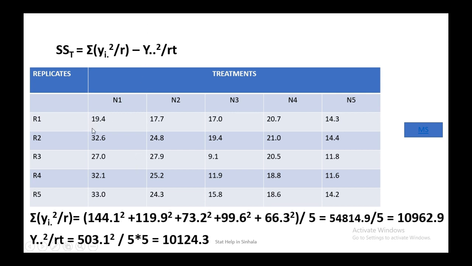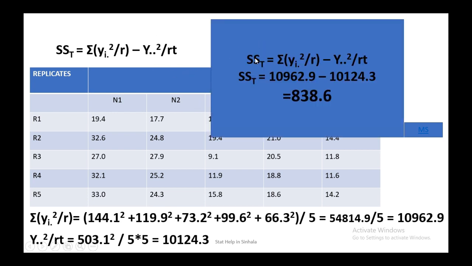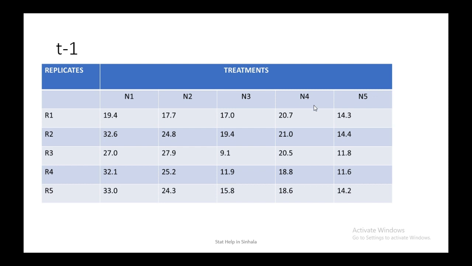The summation of all these observations is this one, and it should be squared, and that should be divided by RT. R is 5, T is 5, so it should be divided by 25. Then this is the answer for this part. So sum of square treatment is equal to this minus this part. So that is 838.6. Then we have calculated the sum of square treatment.